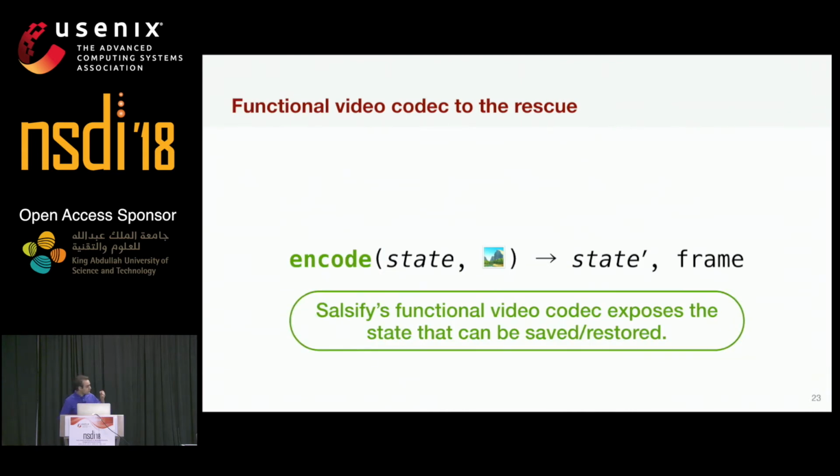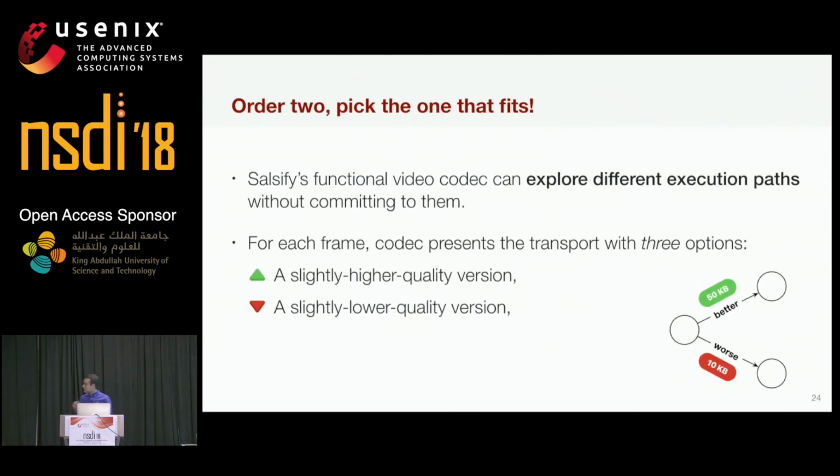But Salsify's video codec is implemented in explicit state-passing style. It means that the state object is explicit in this interface. You can save it, you can restore it, and we can encode based on your state. If you don't like the output size, if it's too big for you, you can throw it away, go back to the beginning state, and encode a new one. And using this functional video codec, Salsify can actually explore different execution paths without committing to them.